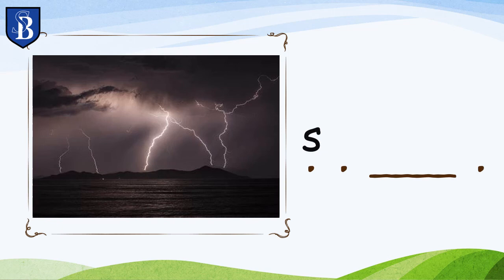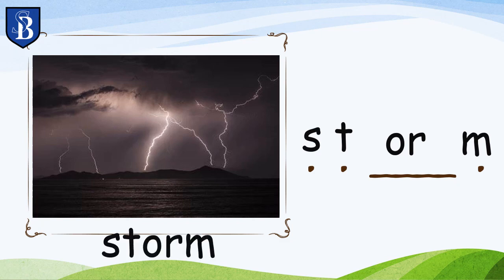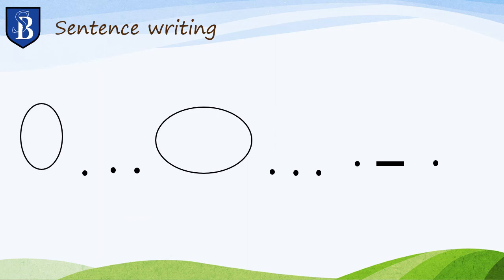S. The S sound at the start of the word storm is written using the letter S. T. The T sound is recorded using the letter T. O-R. There's the OR digraph again using the letters O and R. M. The final sound in the word storm is written using the letter M. Storm. S-T-O-R-M.